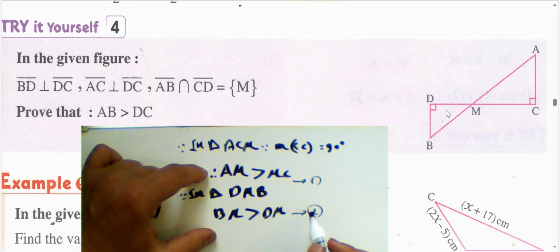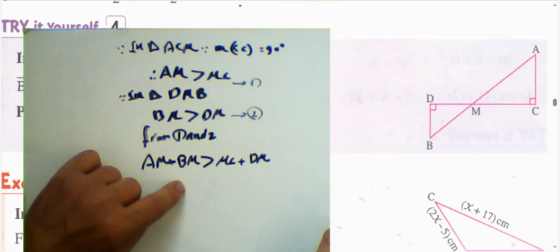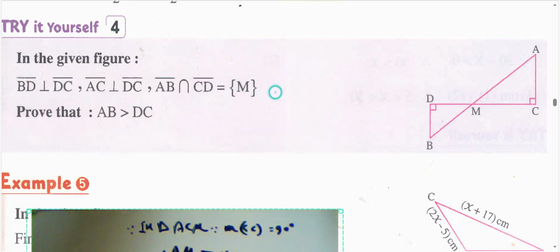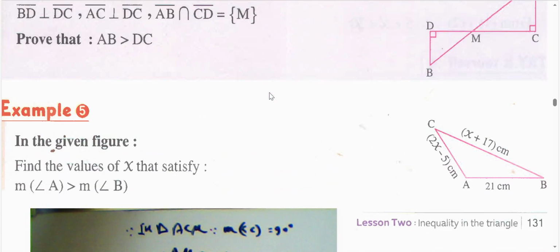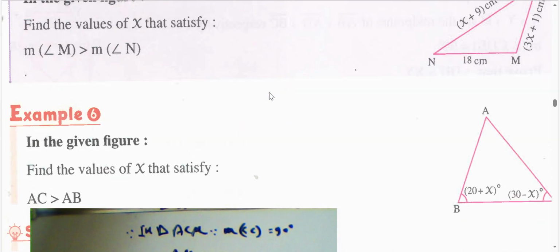We can collect left hand side with left hand side, right hand side with right hand side, and then we can add together EM plus BM. Look here, EM plus BM equals EB, which is greater than MC plus DM, which is DC. Relations 1 and 2 can be combined to find the answer. Understood? Okay, next question down. Look here, try to solve number 5.